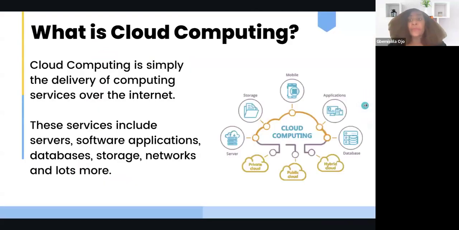So now, what exactly is cloud computing? Simply put, cloud computing is the delivery of computing services over the internet. These services are servers, applications, databases, storage, etc. You may be wondering, what are all these things I just said? If you look at this image, we're delivering servers, storage, mobile data, applications, and databases over the internet. The same way the internet gives you access to your Gmail account, you can access emails over the internet. Cloud computing gives you an opportunity to access a whole server over the internet, and we'll break it down as we go along.